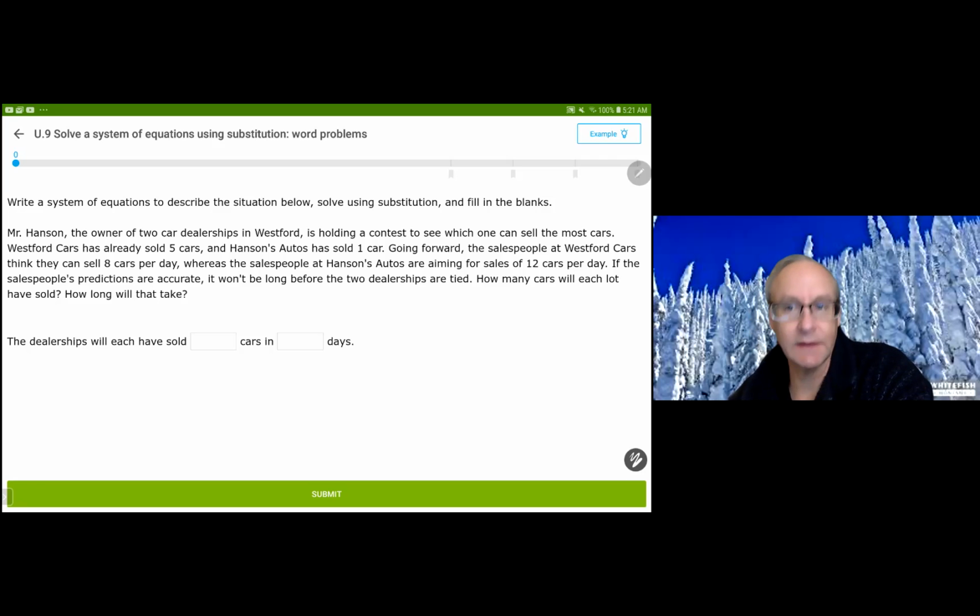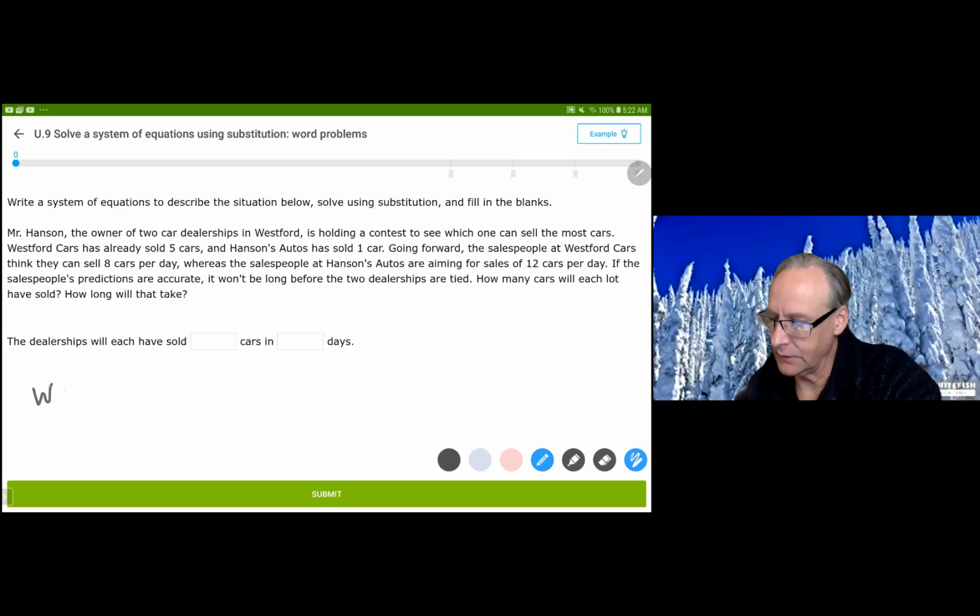How long will it take? So we're setting up a system of equations, and you have to look at the slope and the intercept for the 2 different car dealerships, and then we're going to set them equal to one another. So I'm going to use W to represent Westford instead of Y1 and Y2. It's just so much easier to keep track of them that way.